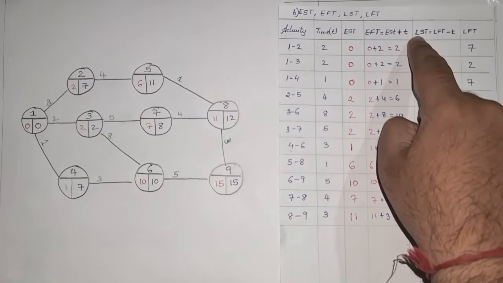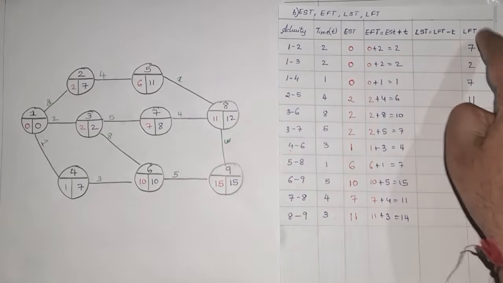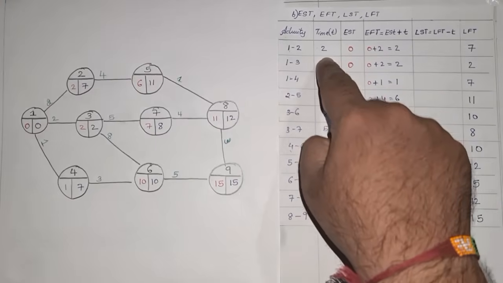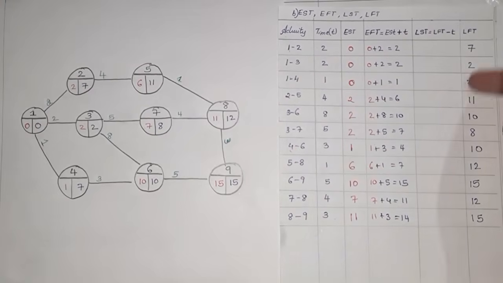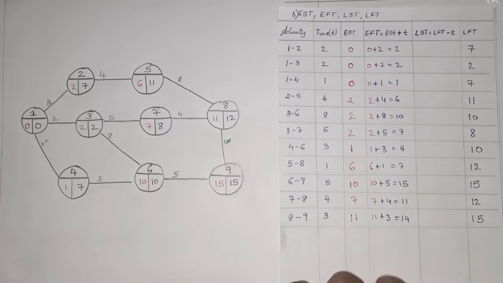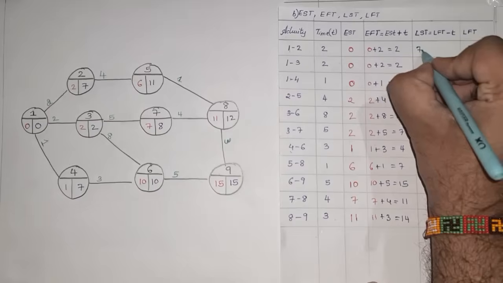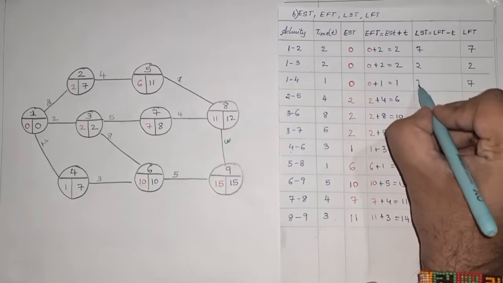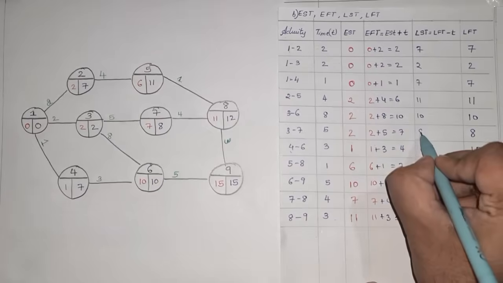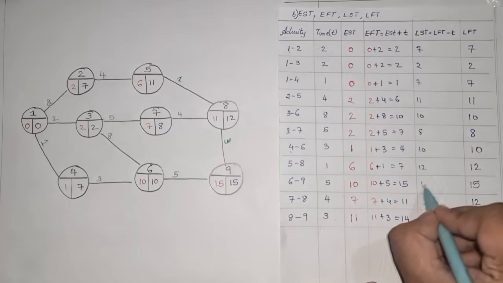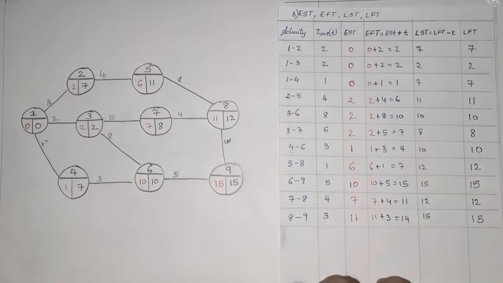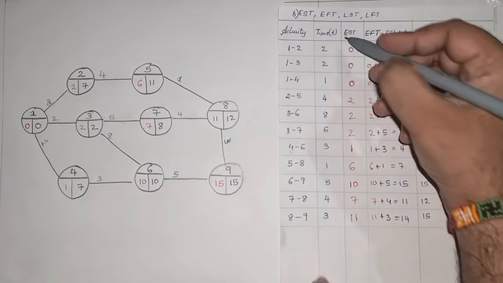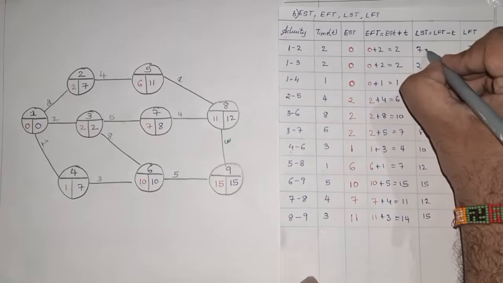Now in order to find the latest start time, it will be latest finish time minus the duration. The LFTs are all given to us here, so I will use those values, noting them in blue: 7, 2, 7, 11, 10, 8, 10, 12, 15, 12 and 15. Now I will subtract the duration, so minus 2.